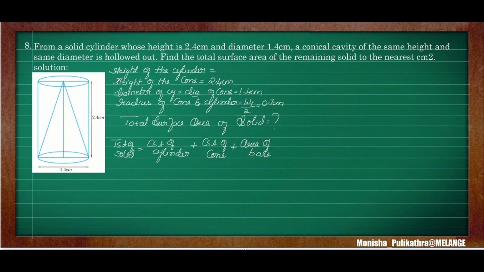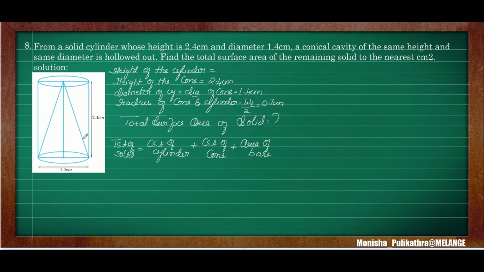Moving on to the 8th question. The 8th question is: from a solid cylinder whose height is 2.4 centimeter and diameter is 1.4 centimeter, a conical cavity of the same height, that is, the height of the cylinder is equal to the height of the cone, and of the same diameter, is hollowed out, just scooped out. So I have written the data here. The height of the cylinder is equal to the height of the cone, which is equal to 2.4 centimeter.